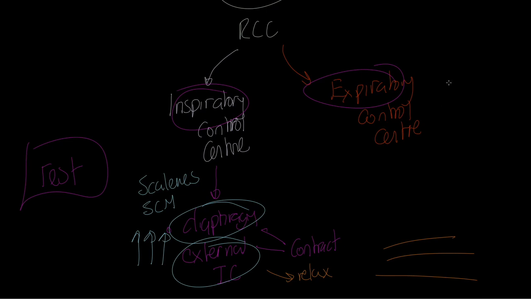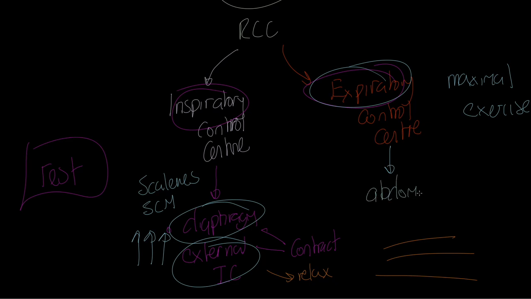It is only when we are at very maximal exercise that our expiratory control center will now kick in. What this will do is stimulate the abdominals, obviously the rectus abdominis, really what we're talking about here. It will stimulate the abdominals, and this muscle will pull down so we can breathe out faster. It also does this with our internal intercostals. It pulls the ribs down, and therefore we breathe faster outwards.